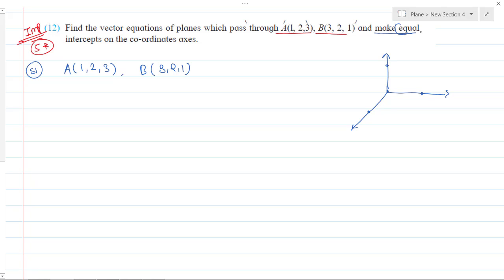Make equal intercept बोला, equal मतलब suppose this is P, this has to be P and this has to be P only. Okay, perfect. Now these intercepts made on the coordinate axis can be non-zero or zero, because your plane may pass through this origin also. Okay, or your plane may pass through these 3 points, कुछ भी हो सकता है. Okay, मतलब intercept zero भी हो सकता है और non-zero भी हो सकता है.